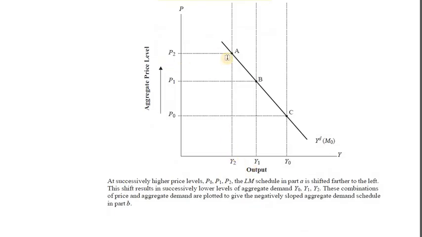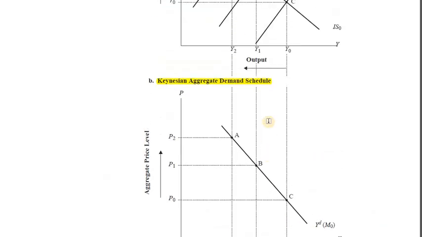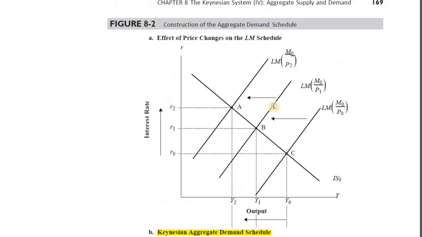Now we are to join A, B and C, and we will see a downward sloping aggregate demand curve at a given money supply M0. That's it. So this is how we have derived the Keynesian aggregate demand schedule based on the IS-LM model, when we had a given money supply M0 and prices keep on changing. That's it.